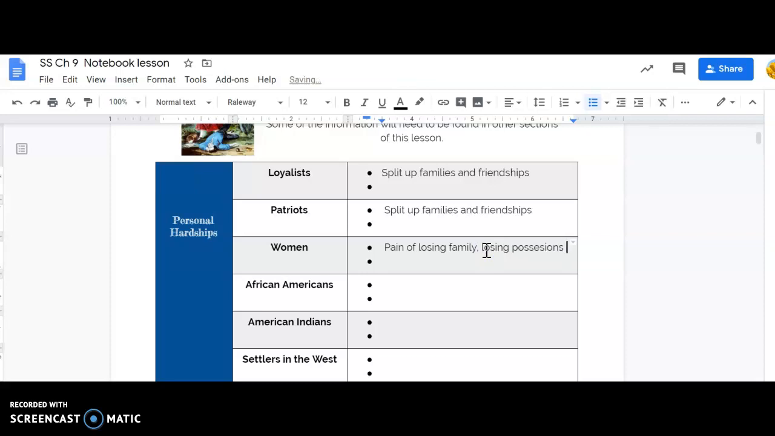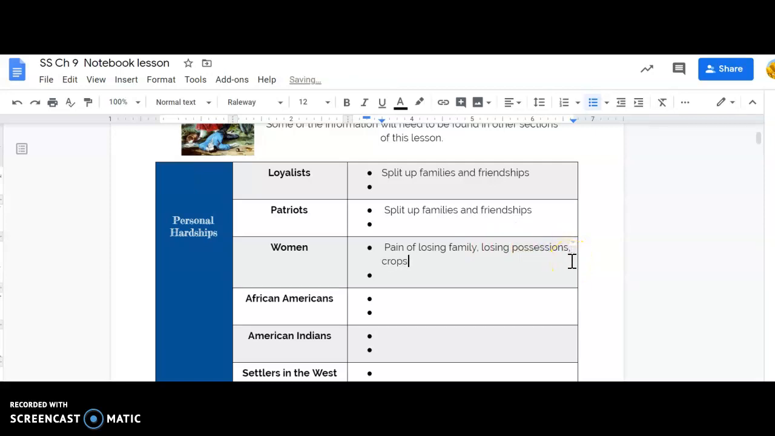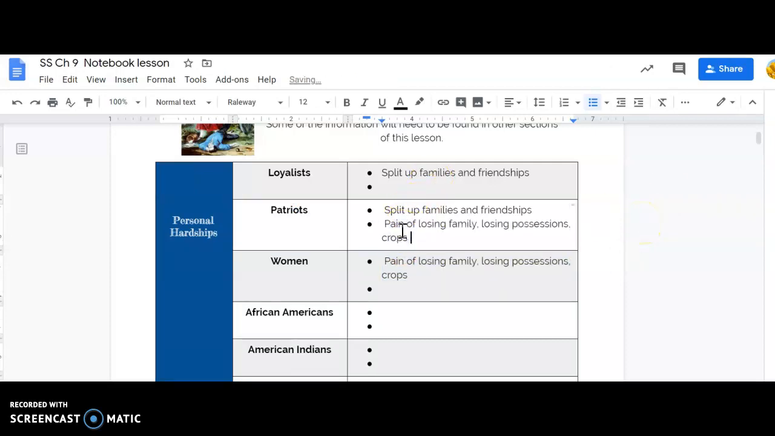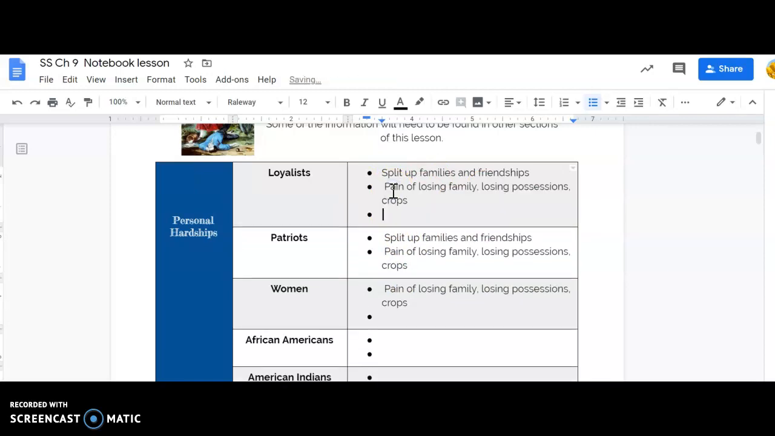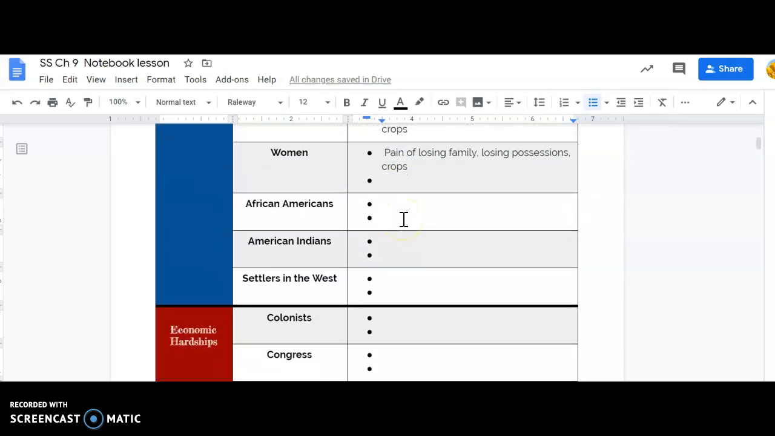Like a bed. Did I spell that correctly? No. And crops. Okay. I guess we can add that here as well. And if we find more, look, I just need to press return and I have another bullet point to add.